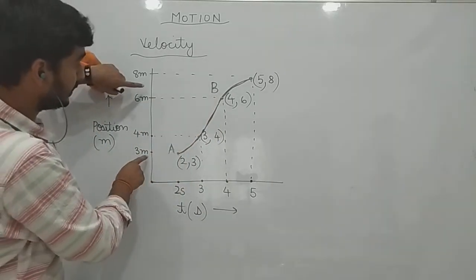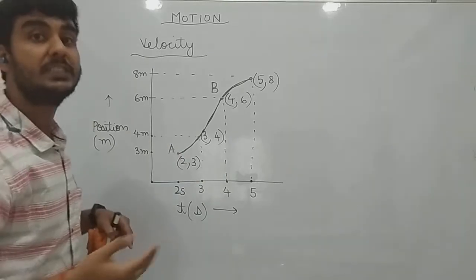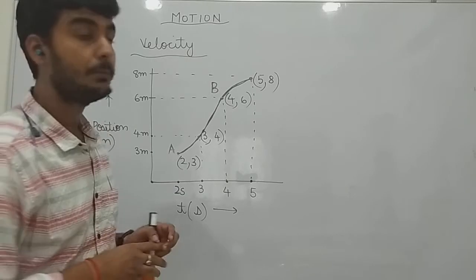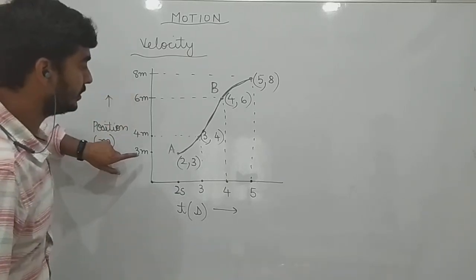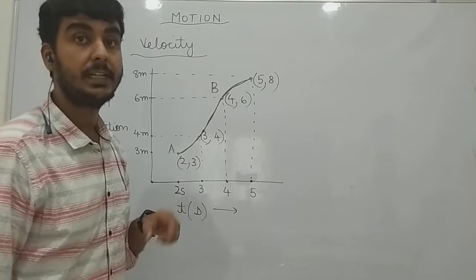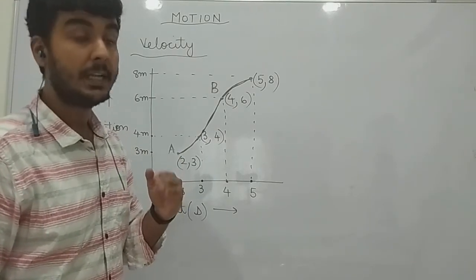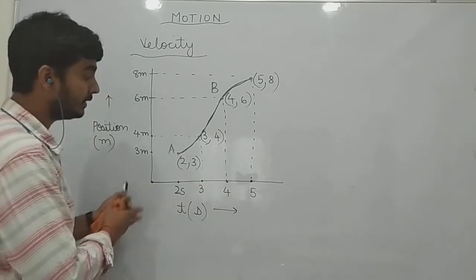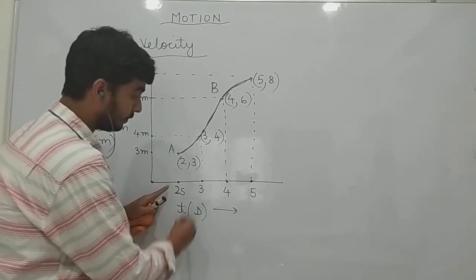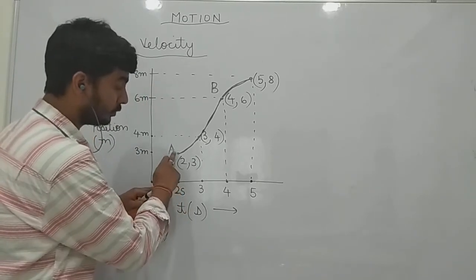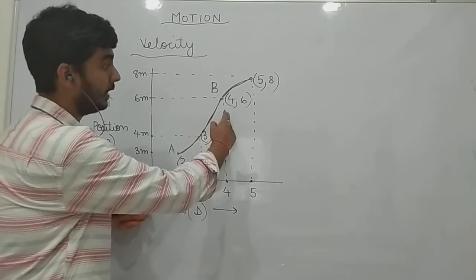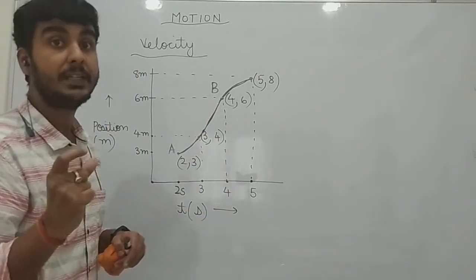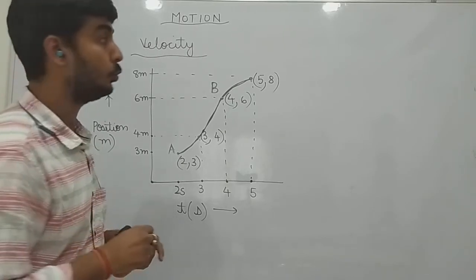So what is the displacement? From 3 meters, it has moved to 6 meters. Displacement is final position minus initial position. So final position is 6 meters, initial position is 3 meters. So 6 minus 3, the displacement will be 3 meters. And what is the time interval in which this displacement has taken place? It was at position A at t equal to 2 seconds, and at t equal to 4 seconds it is at position B. So the time interval is 2 seconds.